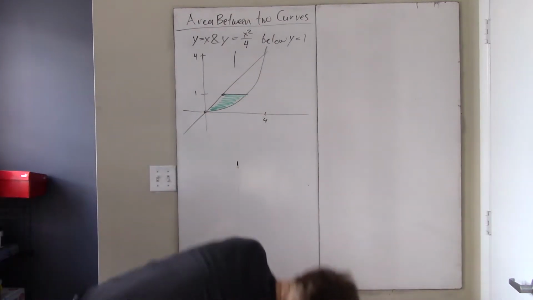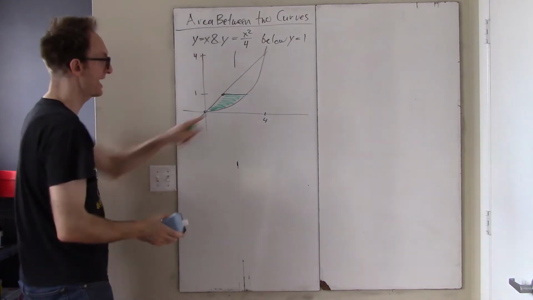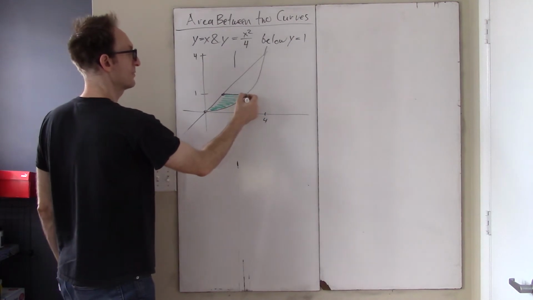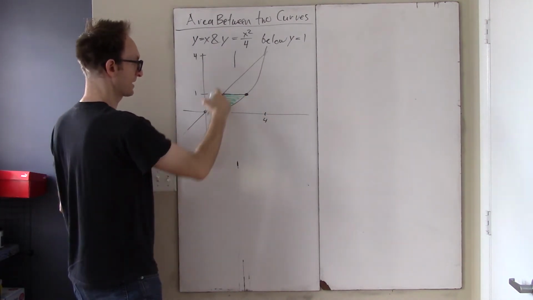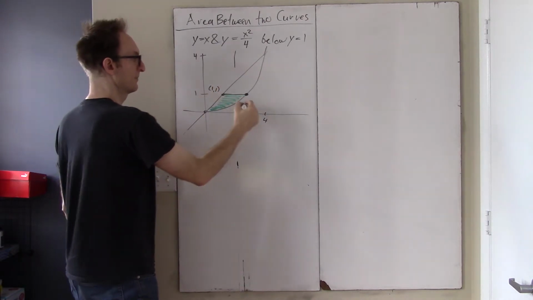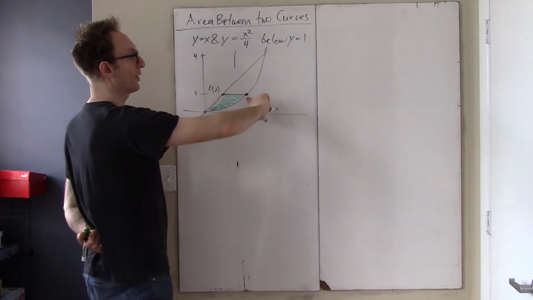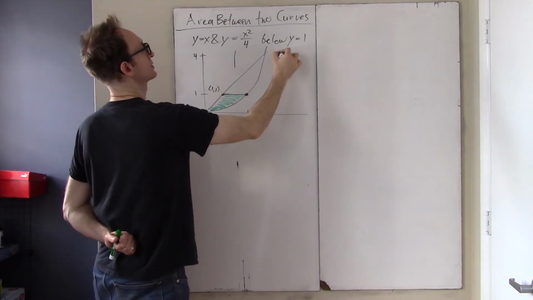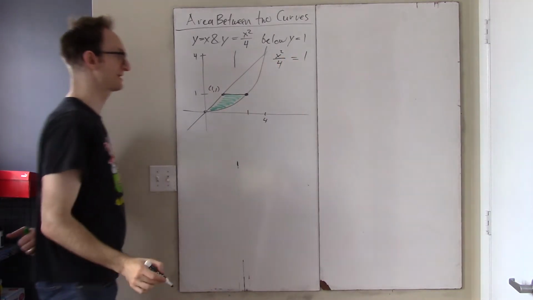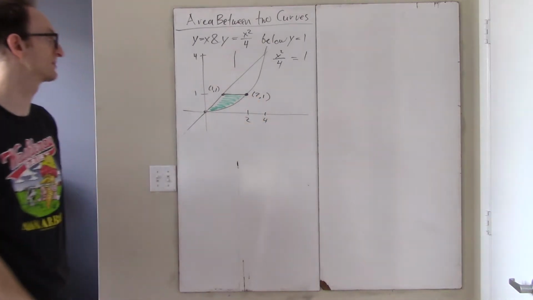So, okay, great. What is this point right here? I can figure out what that point is. This point is 1, 1, of course, but this point, I'm not really sure. I need to solve the equation: when does x squared over 4 equal 1? And the answer is at 2. So this is going to be 2, 1.